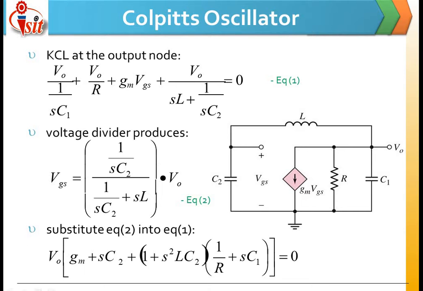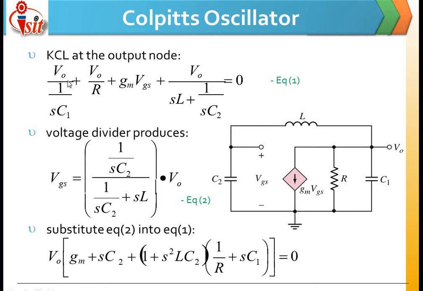Then substituting equation number 2 into equation number 1, see here, we have put in that VGS. By replacing the value of VGS here, what we get is V0, the output voltage. Then the numerator is reversed and considered as the denominator.